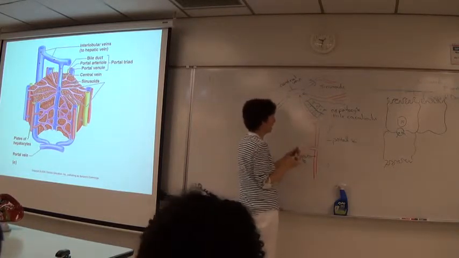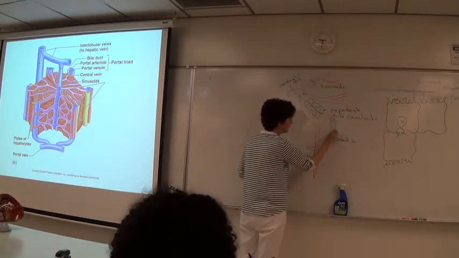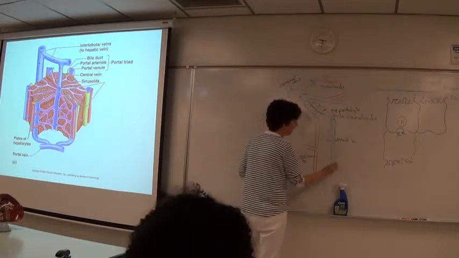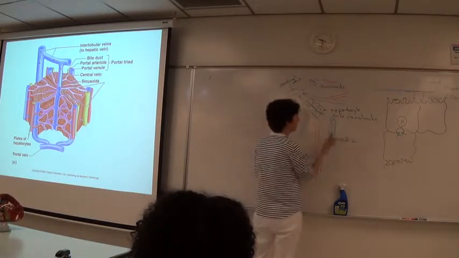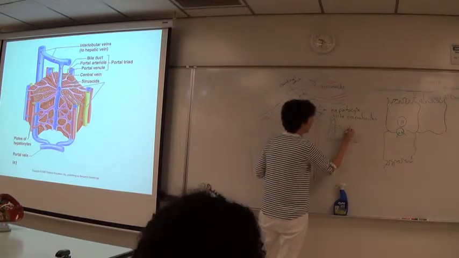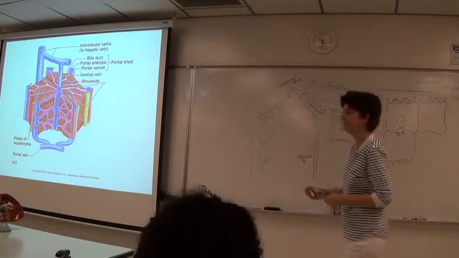And that empties into a bile duct, hence our portal triad. The portal vein, the hepatic artery, and the bile duct. It can't go into the blood because it's going in the opposite direction. Right?